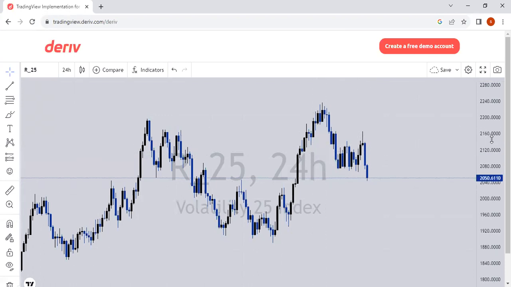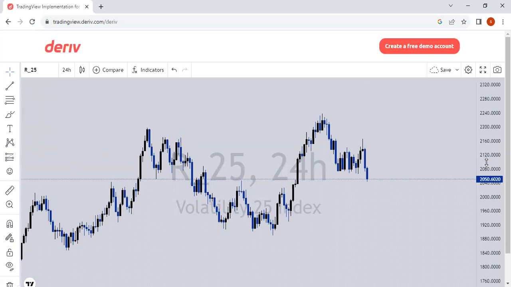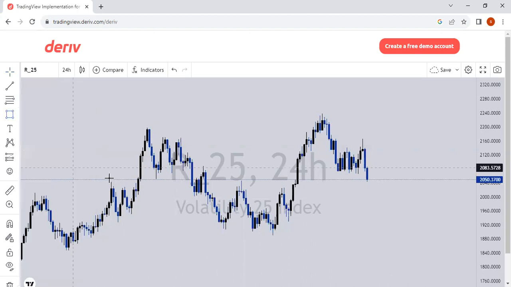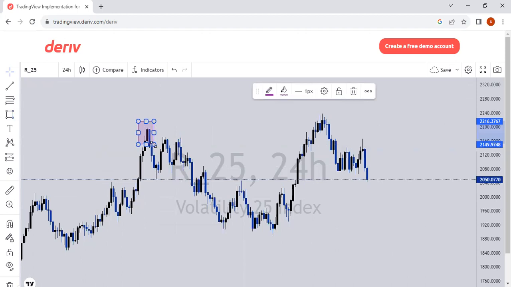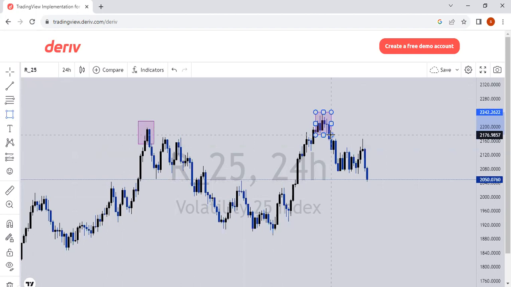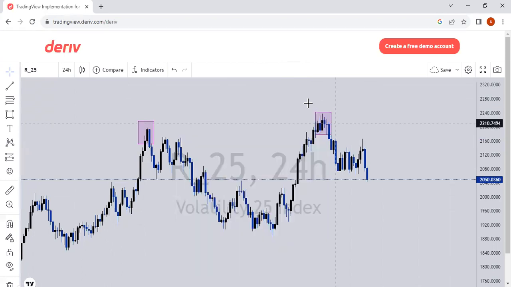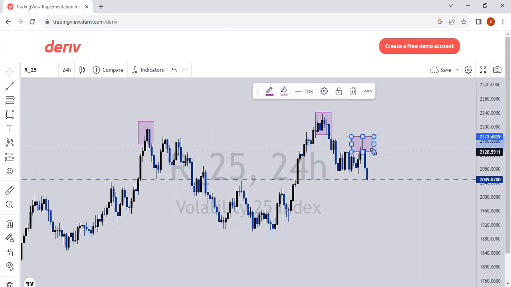So we say a support is a place that acts as a floor. What we do now is some exercises using the rectangle tool to spot the place where you see the market dropping with a sell. We mark that zone as resistance. We'll also mark this next place. This is a daily time frame. We'll mark this zone as a resistance, and this place as a resistance.